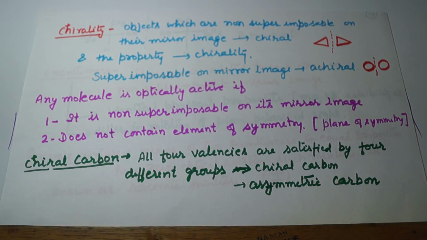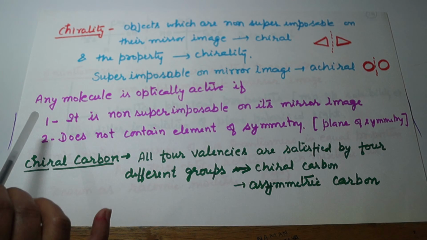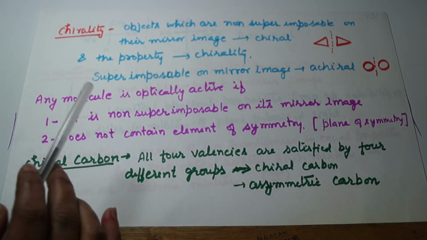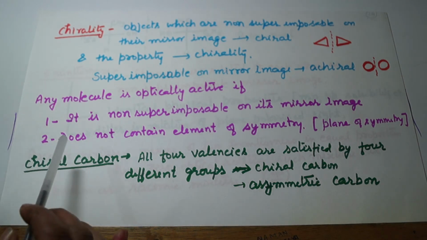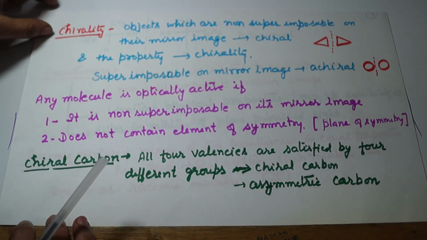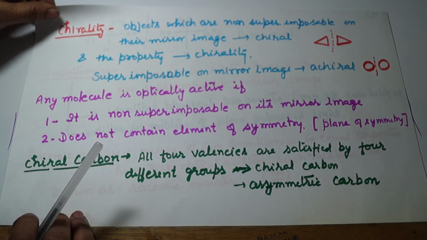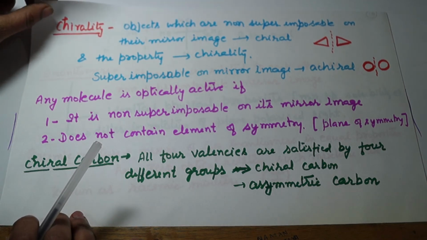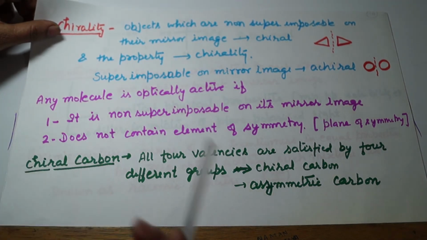halves. If any molecule has 2 properties, that is, non-superimposable mirror images and does not contain an element of symmetry, this molecule will definitely be optically active and it will rotate the plane of plane polarized light either toward right or toward left.